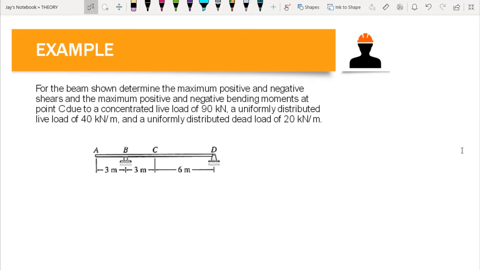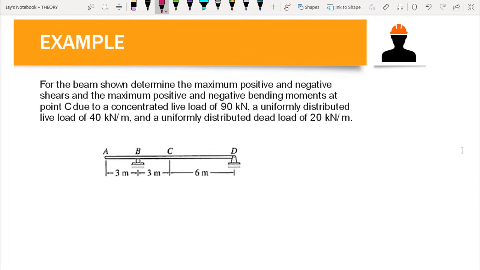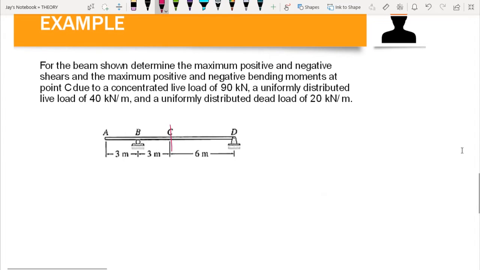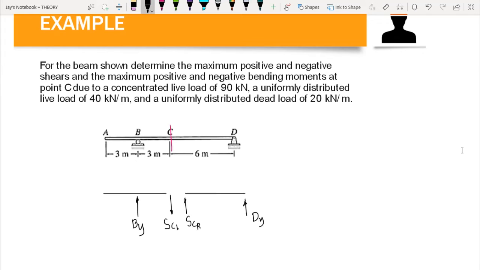Okay, so the first thing we do here is of course draw the influence line of shear at point C. So we cut at C. If we cut at C, we would have a shear on the left side of C and shear just to the right of C. We have SCL, that is shear just to the left of C, and SCR, shear just to the right of C. In other books, this is represented by V.